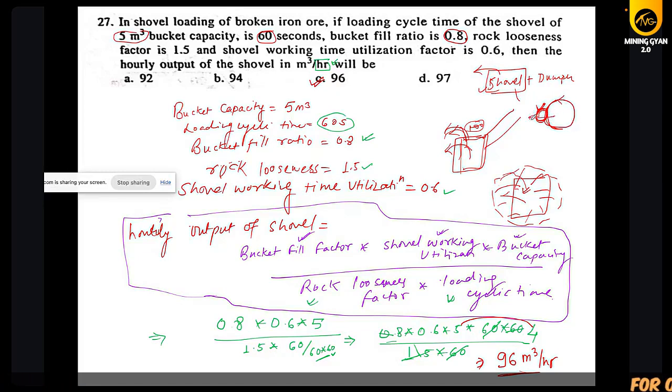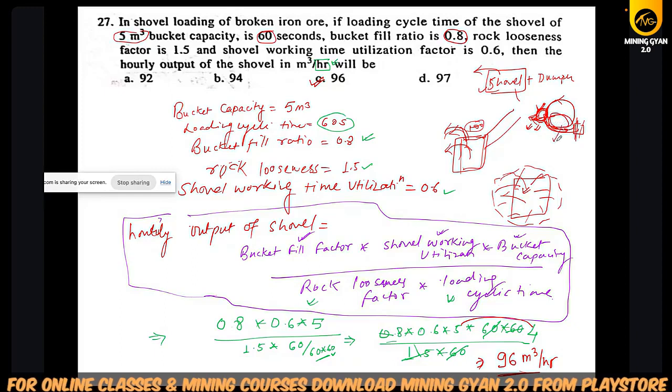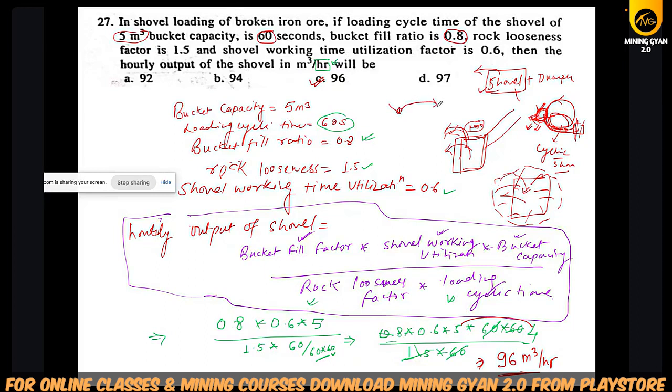The bucket will take the OB or coal, then it will swing and dump into your dumper, then come back and again fill your bucket. This whole process is known as the cyclic time of the shovel. And what is the cyclic time of the dumper? The dumper will load, travel, dump, and come back and again fill. This is known as the cyclic time of the dumper.